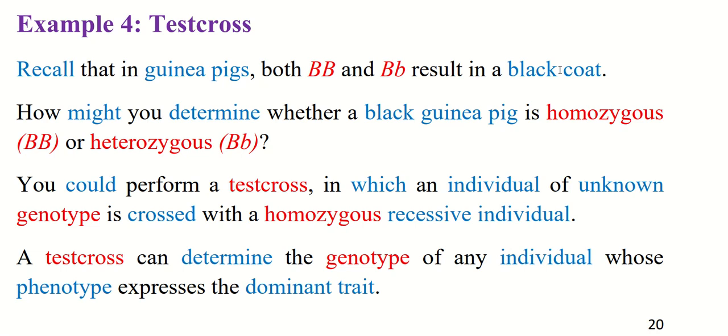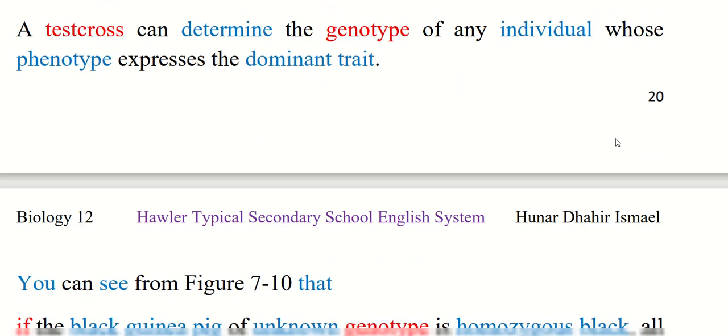Genetic crosses part 2. Example 4. Test cross. Recall that in guinea pigs, both BB and Bb result in a black coat. How might you determine whether the black guinea pig is homozygous BB or heterozygous Bb? You could perform a test cross in which an individual of unknown genotype is crossed with a homozygous recessive individual. A test cross can determine the genotype of an individual whose phenotype expressed the dominant trait.